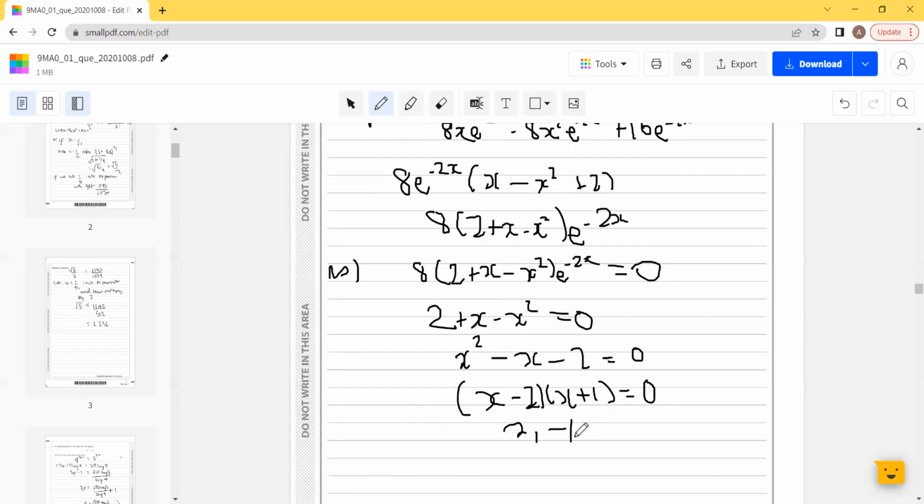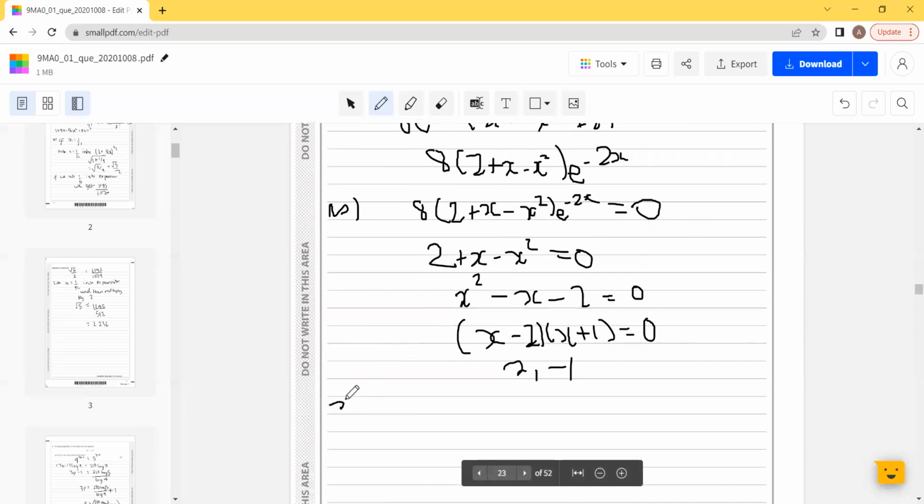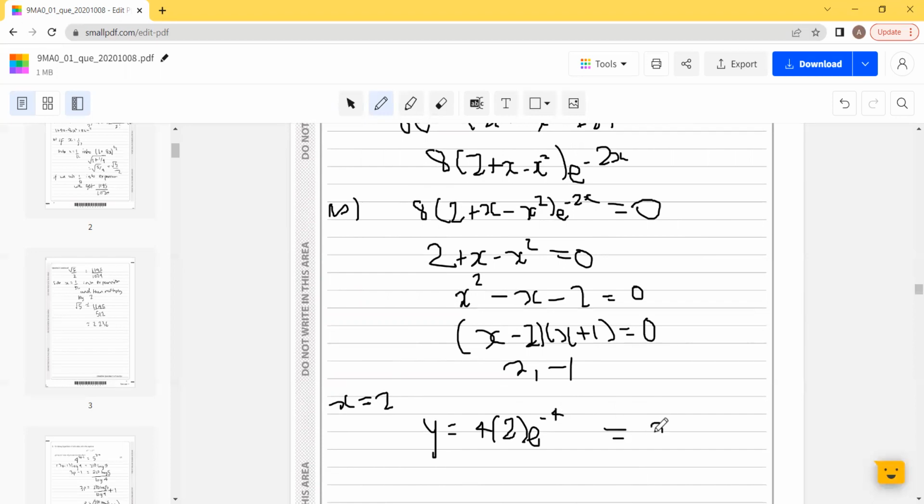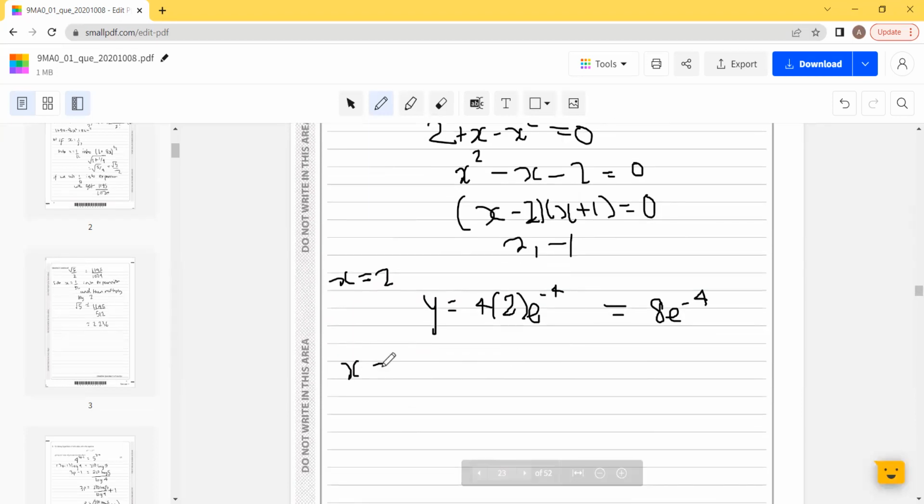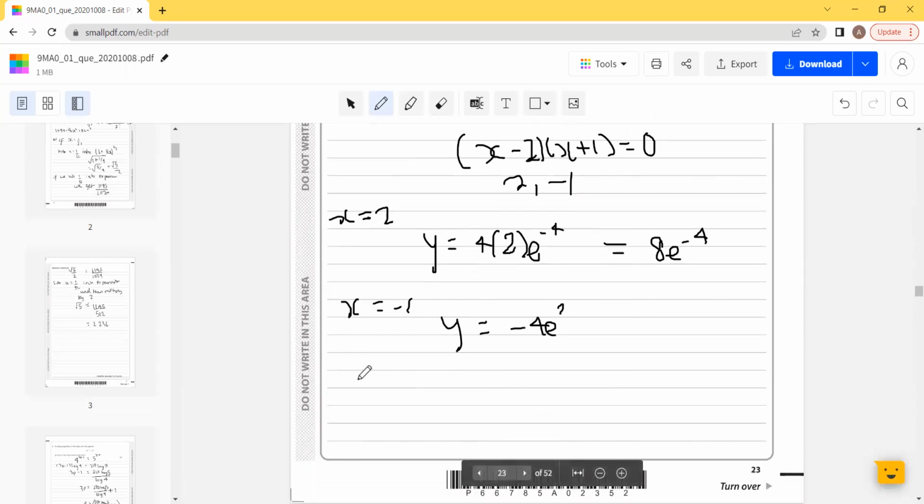So when x is 2, we have y equals 4 times x squared minus 2. Well, x squared minus 2 is just 2, and e to the minus 4. So this is equal to 8e to the minus 4. And when x is equal to minus 1, y is equal to minus 4e squared. So the coordinates of the turning points are minus 1, minus 4e squared.